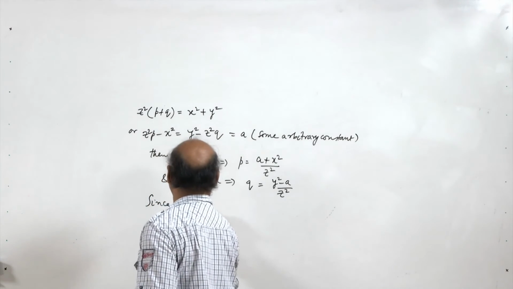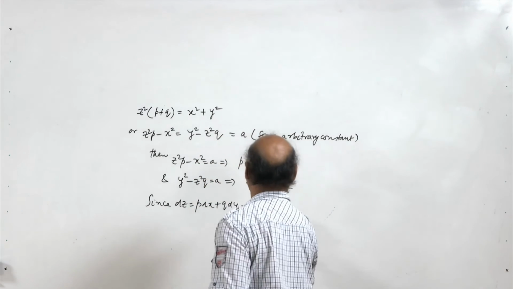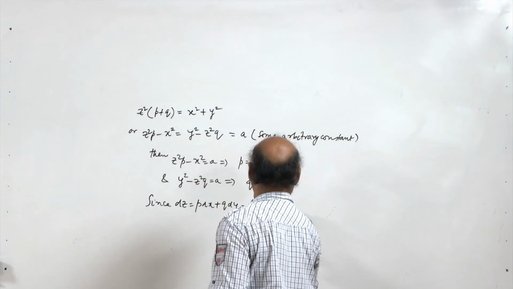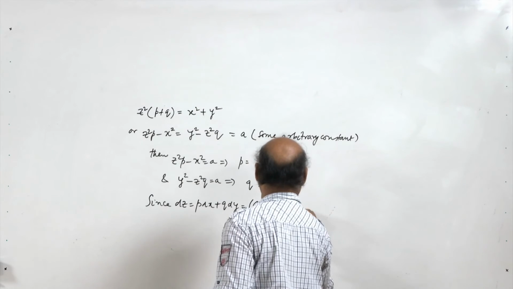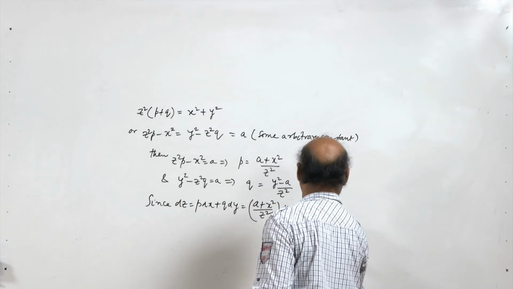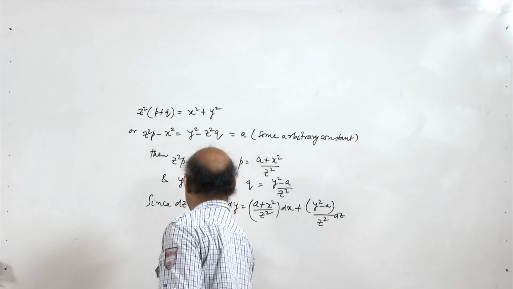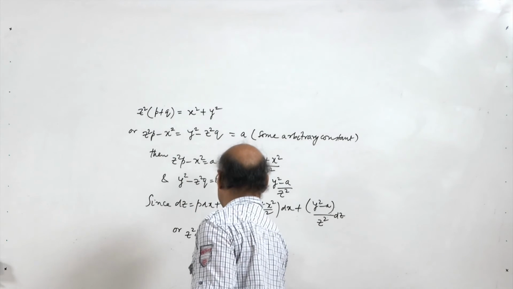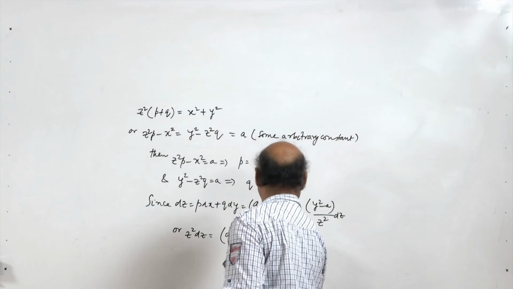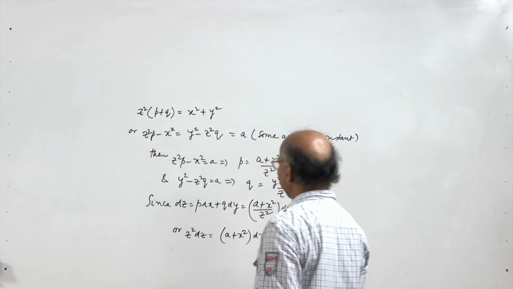since dz equal to p dx plus q dy, we have dz equal to (a plus x square) upon z square dx plus (y square minus a) divided by z square dy. Now let us multiply by z square. So, z square dz equal to (a plus x square) into dx plus (y square minus a) into dy, and it can be easily integrated.